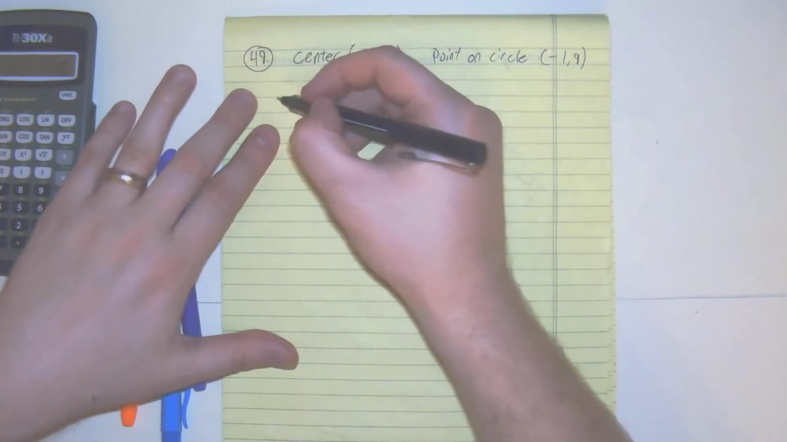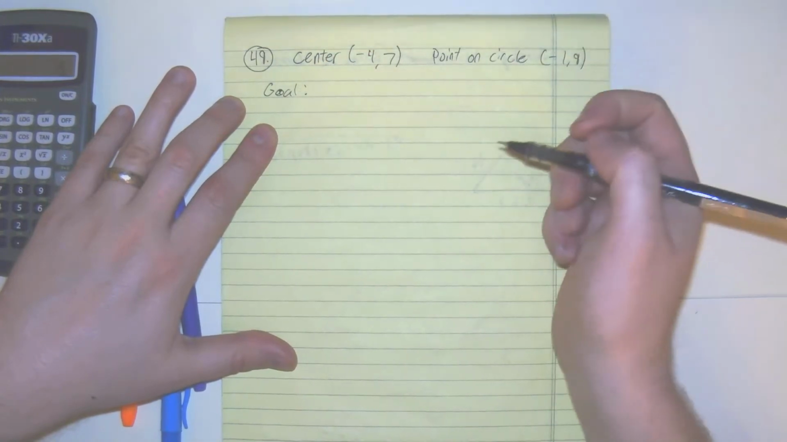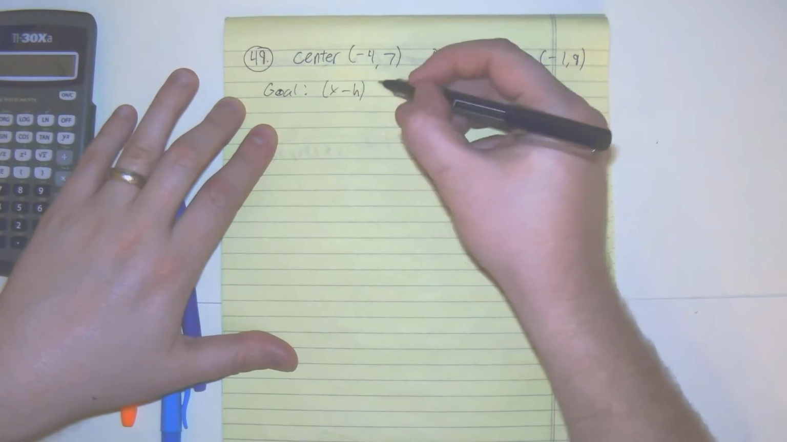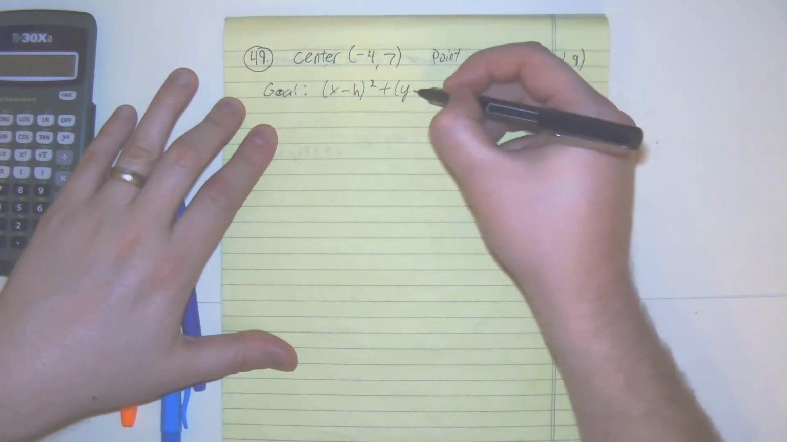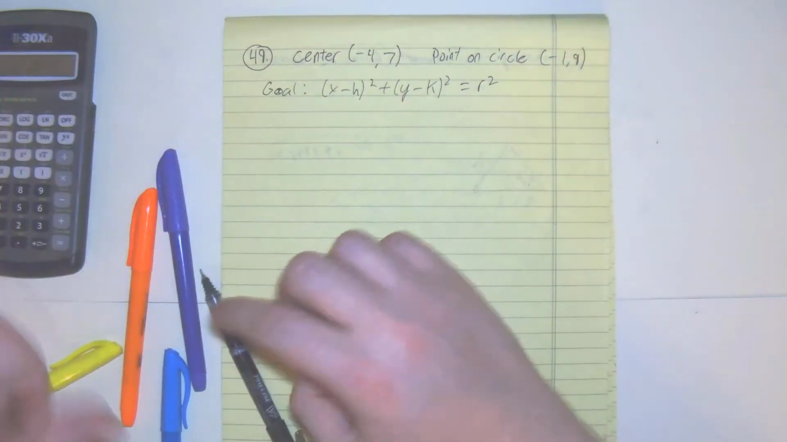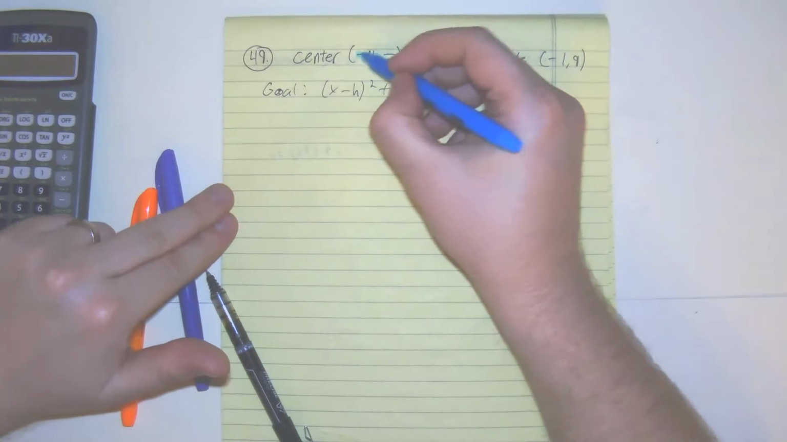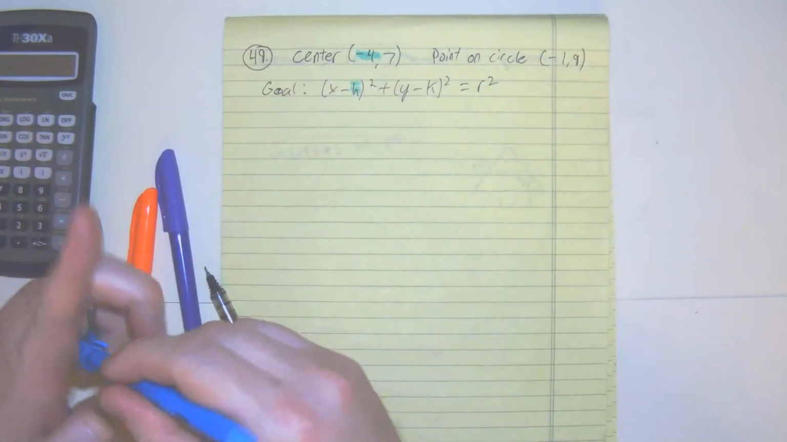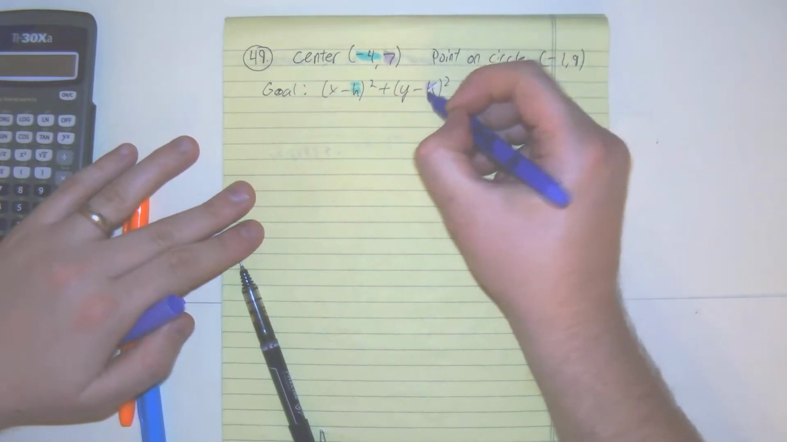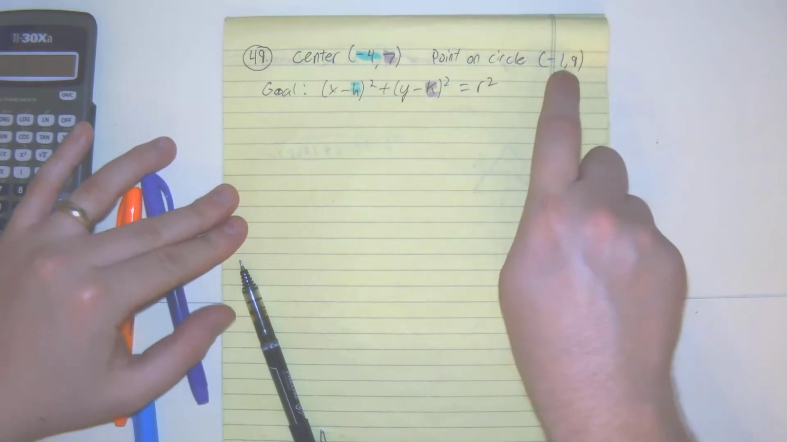So let's just look at our goal. The goal is to eventually put it into this formula, which is x minus h squared plus y minus k squared, which is equal to the radius squared. We're given everything we need for this but that radius, but we are given enough information. Negative 4 goes in that h, and the 7 goes in for the k. We need to find the distance between the center and the point on the circle.